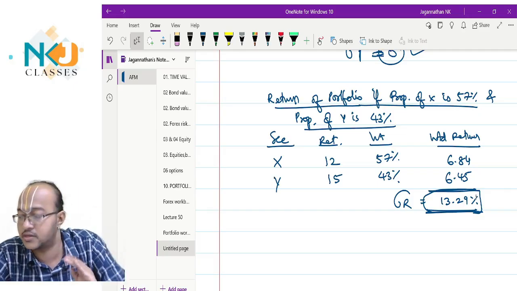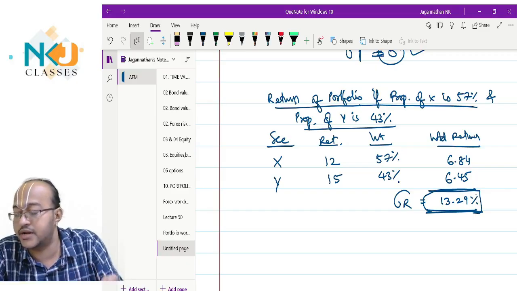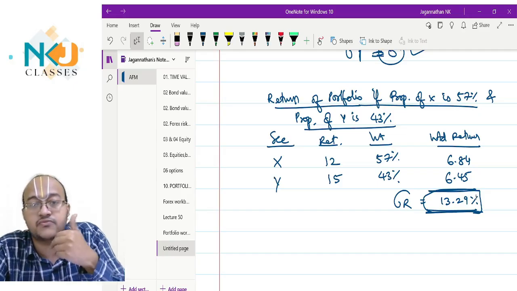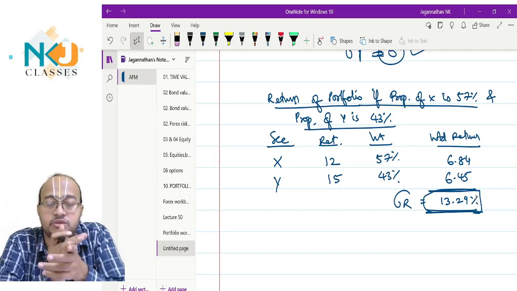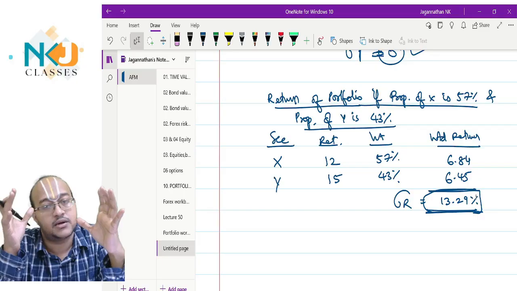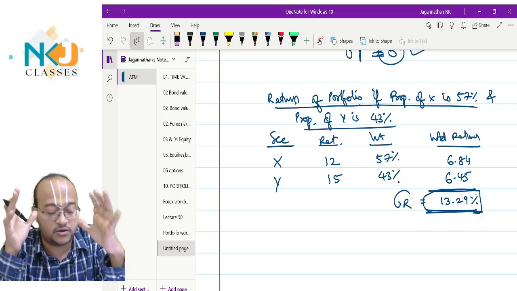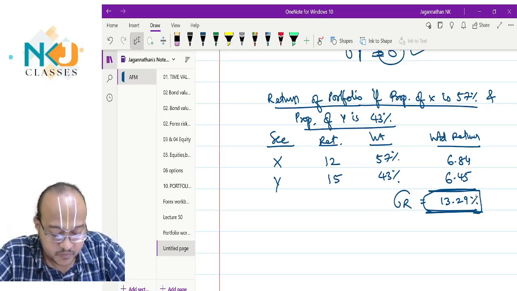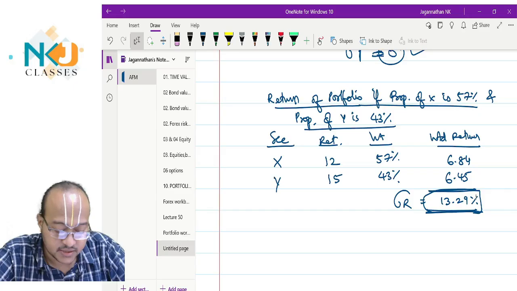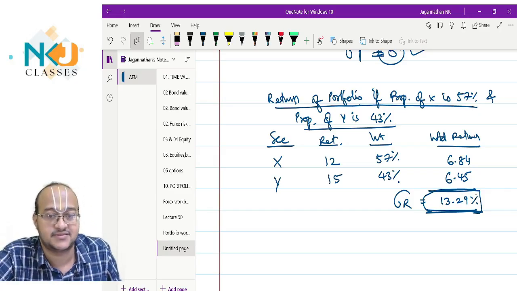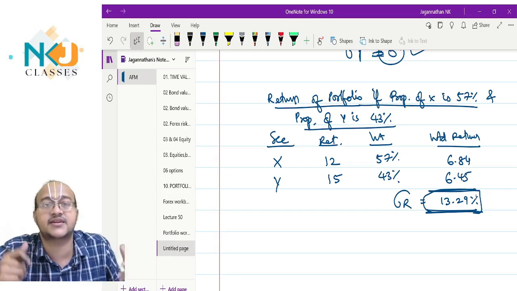And one more thing, if you notice, Y is having 20% risk. X is having 15% risk, but if you combine both of these, the risk becomes zero. But the correlation has to be negative, perfectly negative. Sir, earlier also the portfolio return was 13.8, right? Yes, but that portfolio return had risk. This is the risk-free return.